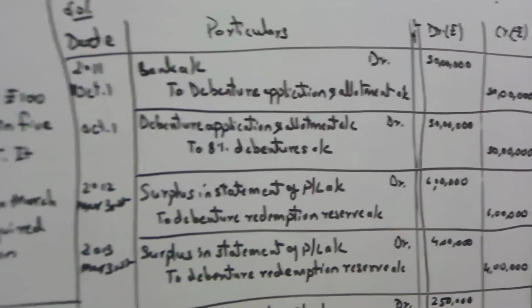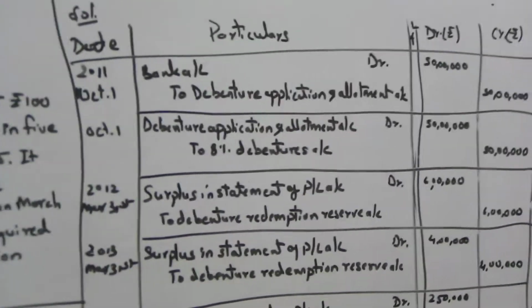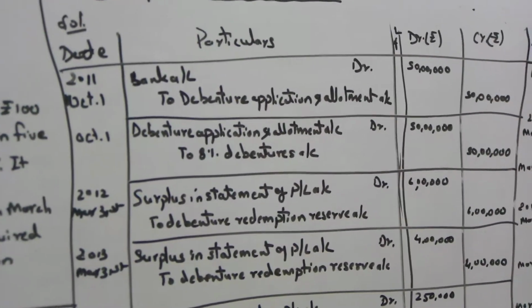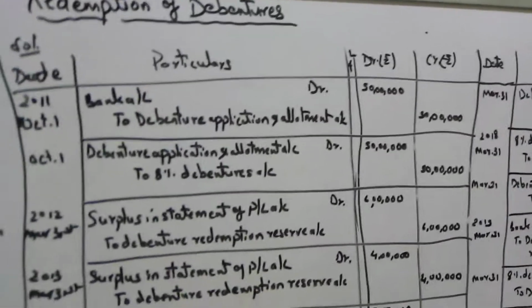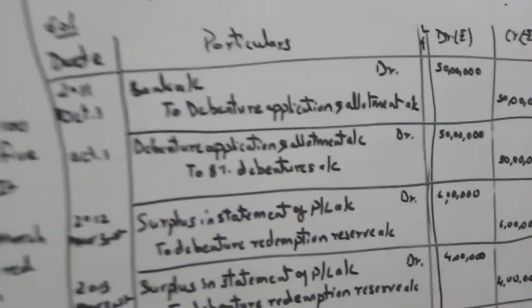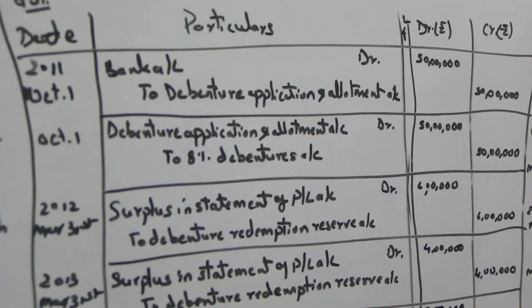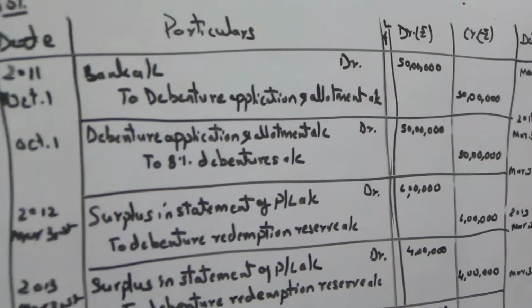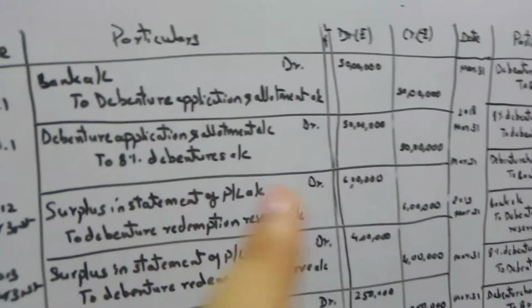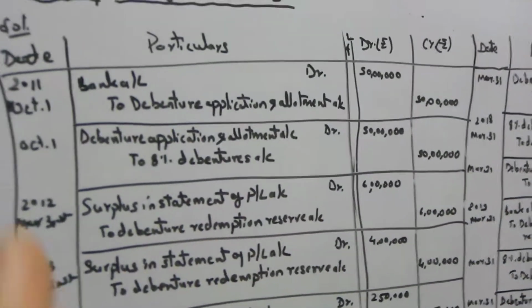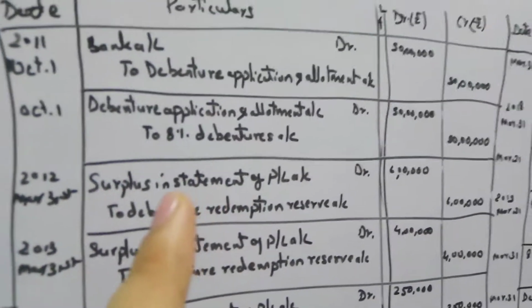So narration is important and you have to write the narration. Like in the first entry, the narration you can write like being application money received. Second, debenture application account, debenture applications and allotment account debited to 8% debentures, which is 50 lakhs. Here the application money transferred.